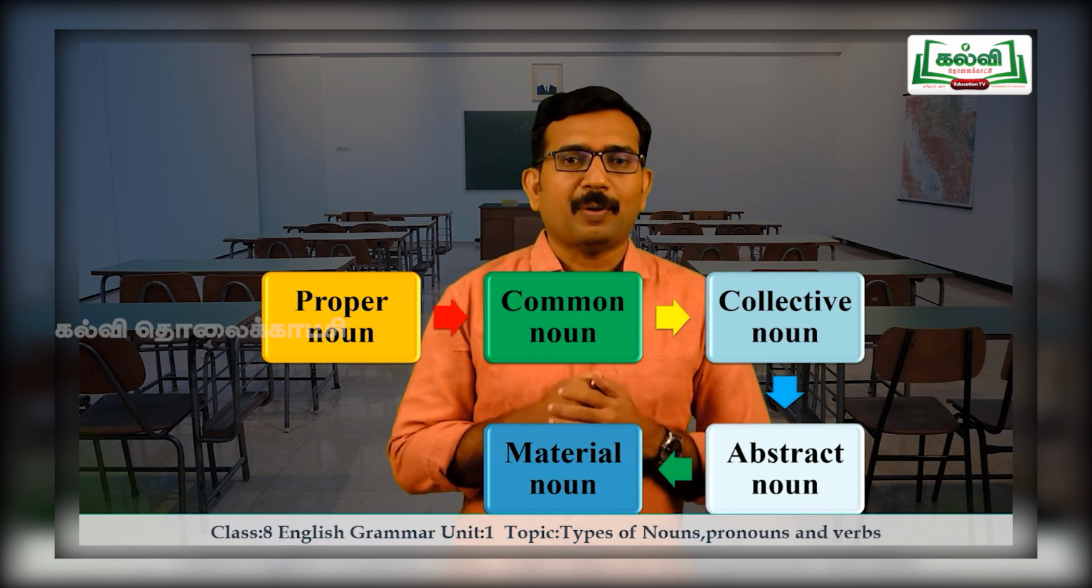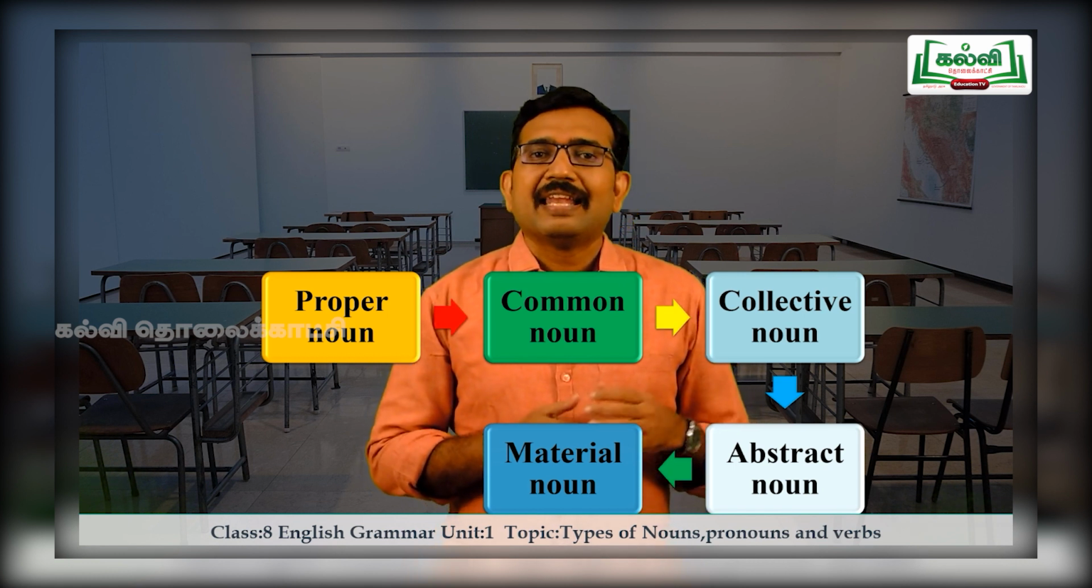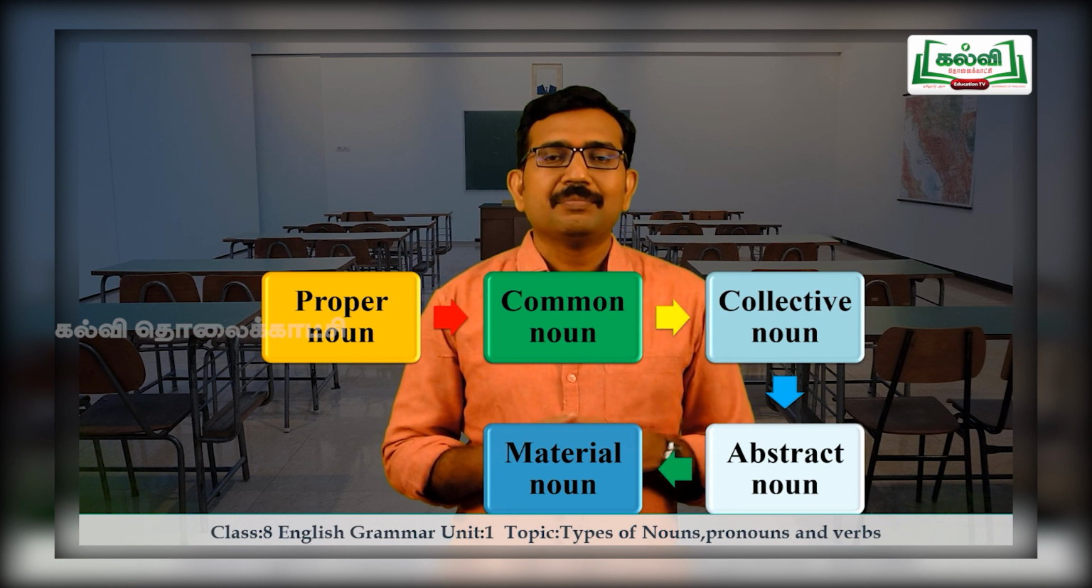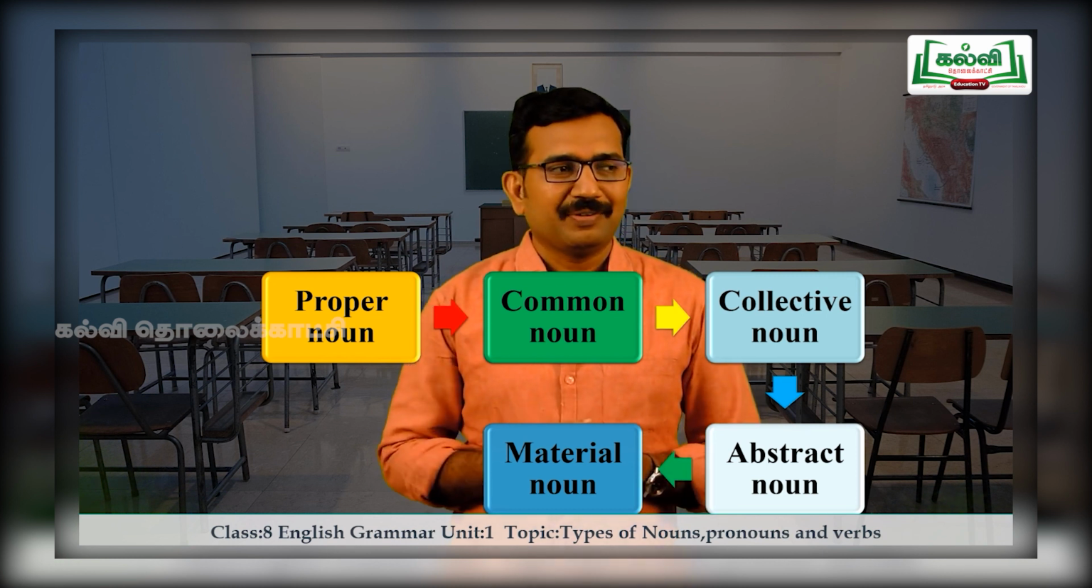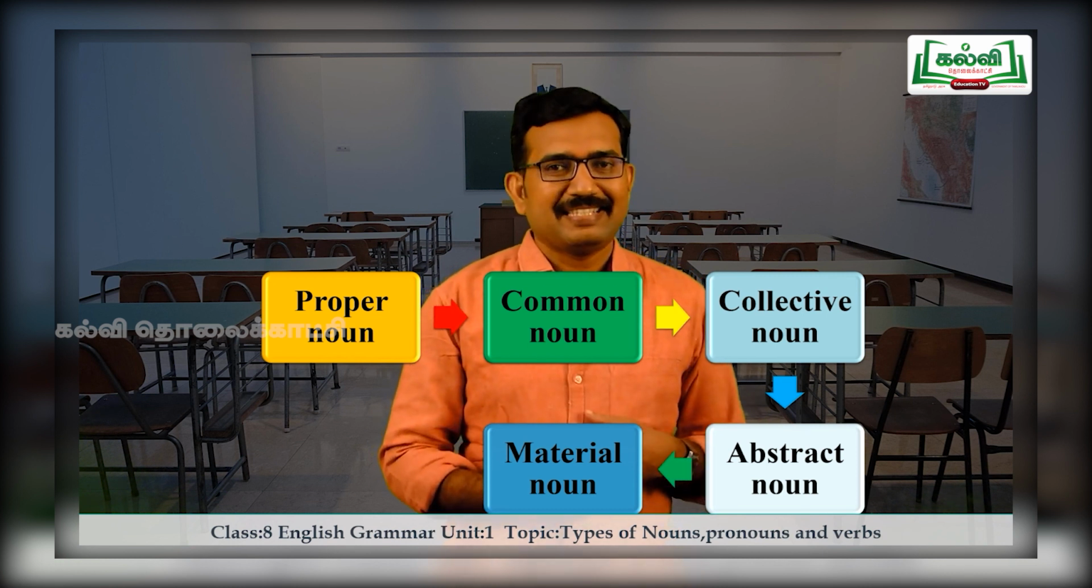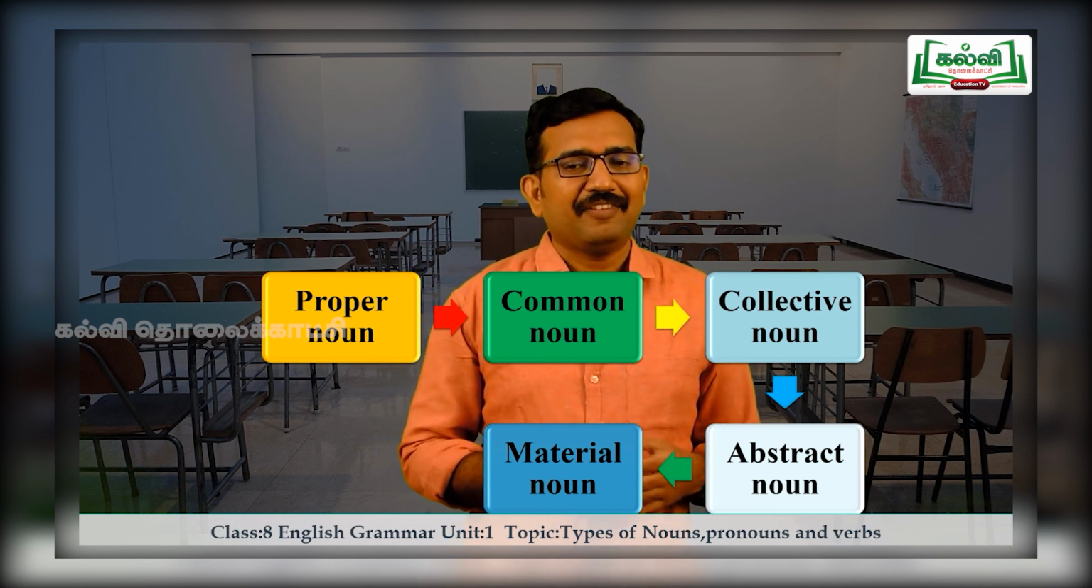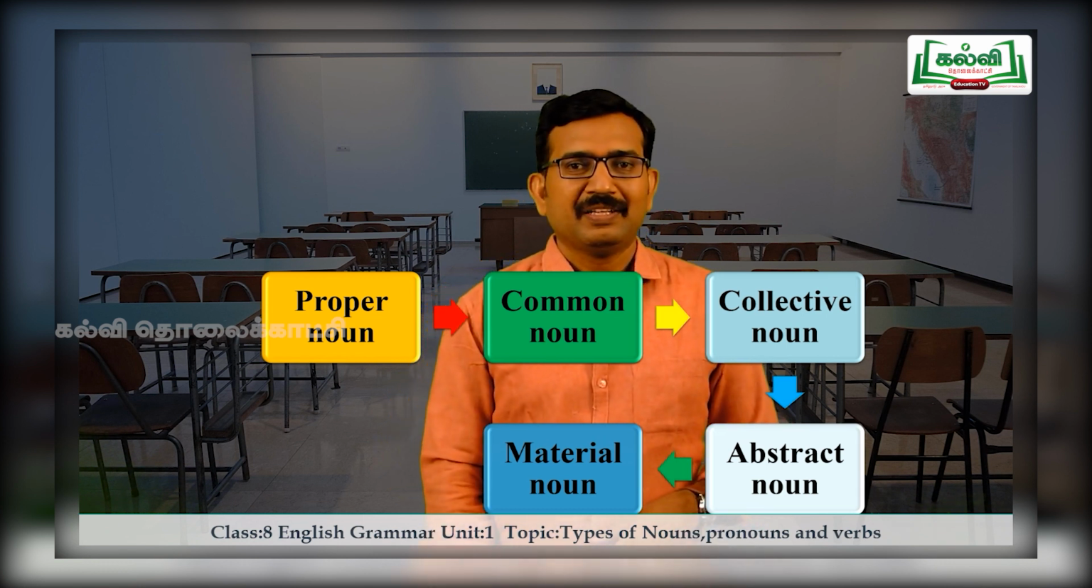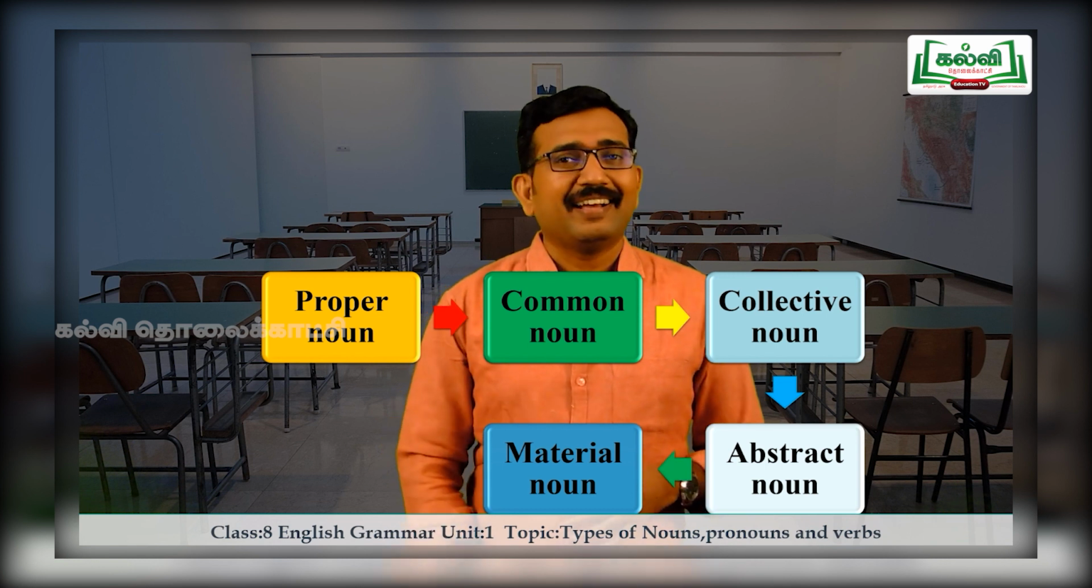Number 1 is proper noun. Number 2 is common noun. Number 3 is collective noun. Number 4 is abstract noun and number 5 is material noun. Let us check what is what in the following.